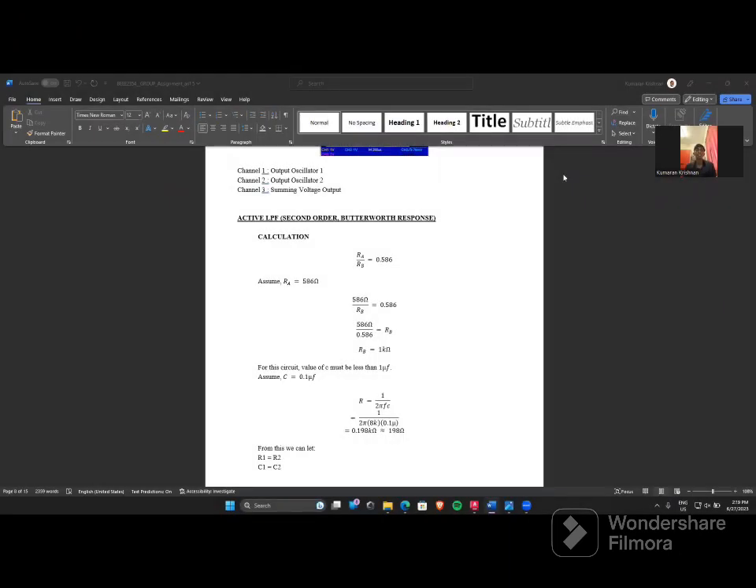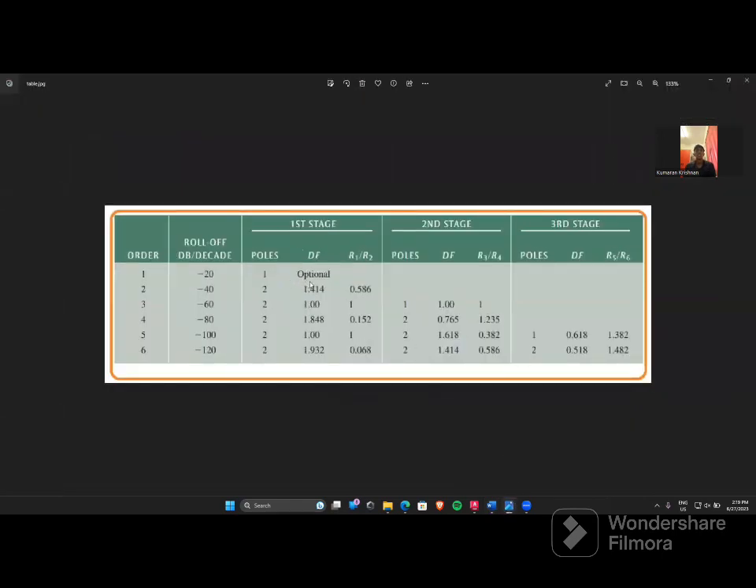Hi, my name is Kumaran Krishnan and today I will explain my circuit, which is an active low pass filter. The circuit type is second order Butterworth response. For this calculation, the ratio of RA to RB is 0.586, which we can see in this table, the ratio for R1 and R2 for two poles, because this circuit is second order.